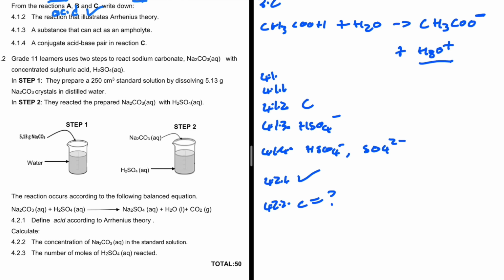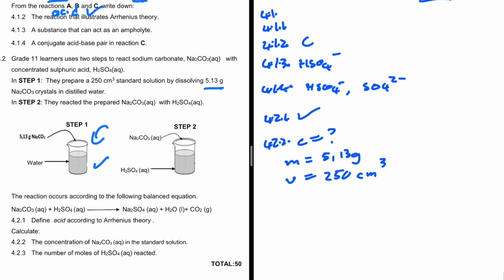We're trying to figure out what the concentration is. And then what information do we have with regards to Na2CO3? We know that we have a mass of 5.13 grams that is dissolved in distilled water. So the mass is equal to 5.13 grams. And then the volume of the distilled water, because we have some water here and we are adding Na2CO3, the volume of the water is 250 centimeter cube.